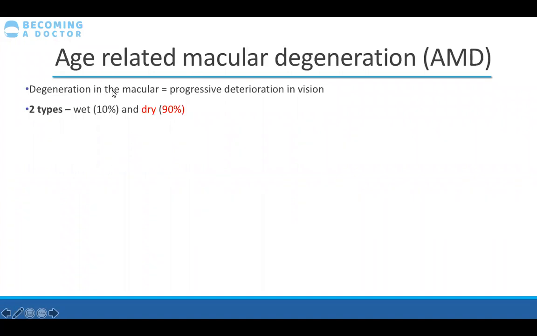So it basically means that there's degeneration in the macula, which progressively leads to deterioration in your vision. There are two types. The dry one is more common. You see it in 90% of patients.